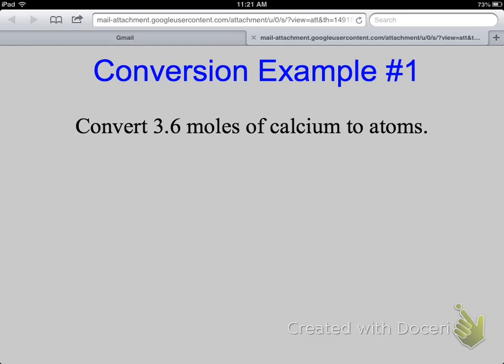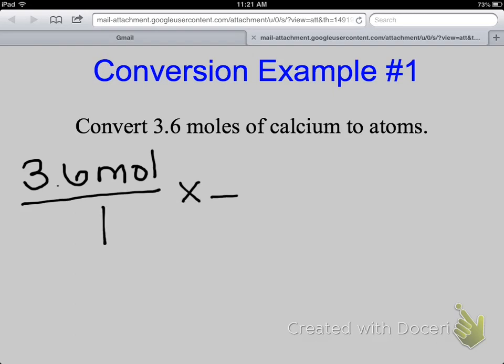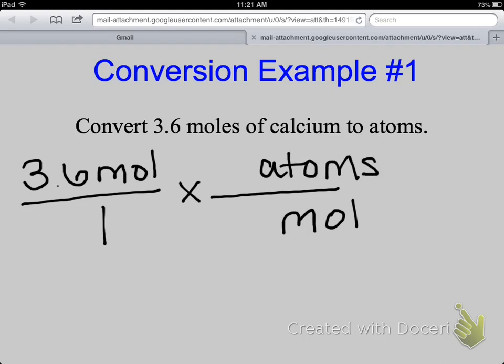So just like the conversions you've done in the past, you start with the number you've been given, so 3.6 moles in this case. MOL is our abbreviation for mole. So take what's given, put it over 1. We're going to set up our conversion factor. So mole will go on the bottom because we're trying to cancel out moles. And we're converting to atoms, so atoms will go on top. And then we have to fill in our numbers here. So here's my conversion factor.